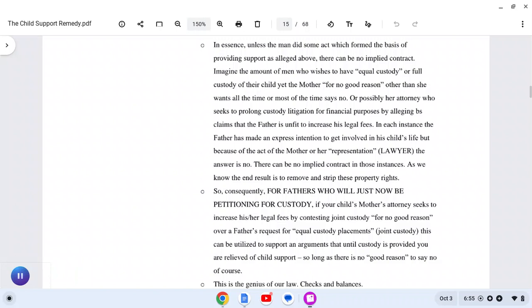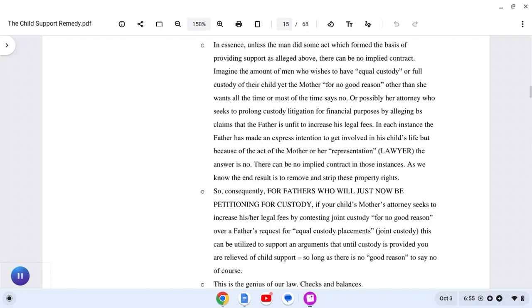In each instance, the father has made an express intention to get involved in his child's life, but because of the act of the mother or her representation, attorney, I'm not going to say lawyer, attorney, the answer is no. There can be no implied contract in those instances. As we know, the end result is to remove and strip these property rights.